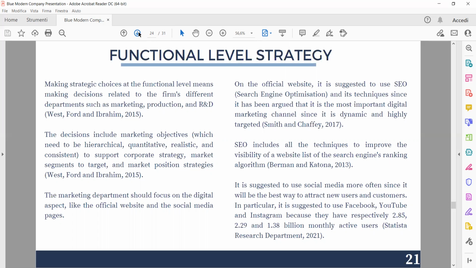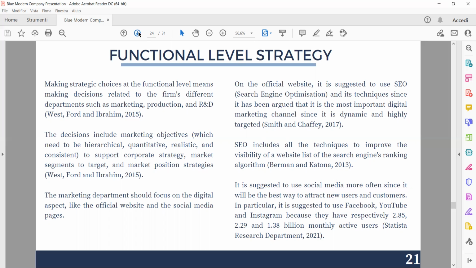On the official website, we suggest using SEO, or search engine optimization, techniques, because it's the most important digital marketing channel since it's dynamic and highly targeted. SEO includes all the techniques to improve the visibility of a website in the search engine's ranking algorithm. Its tools, like internal links and backlinks, keywords, and meta descriptions, all aim to attract visitors and possible users to the website. Finally, the company can choose to include the option to add a subscribe function so users can receive updates and new posts through email, and this increases the fidelity to the service provided.